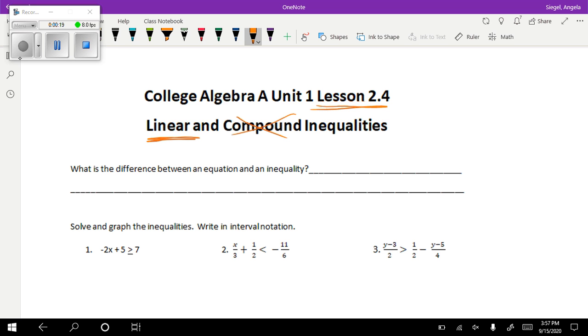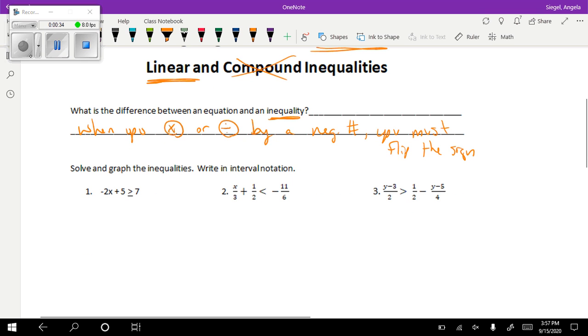So what is the difference between an equation and an inequality? You just have to be a little bit more careful with inequalities because when you multiply or divide by a negative number, the sign flips. So we are going to see that, starting in this one.